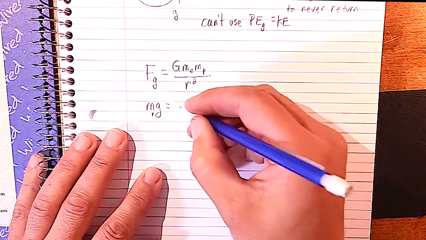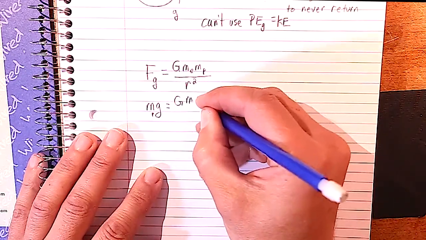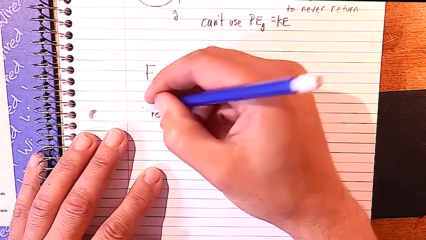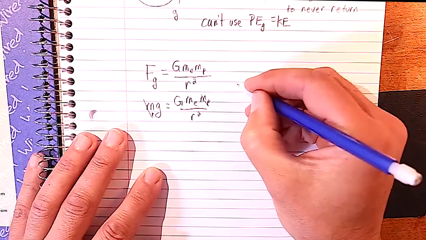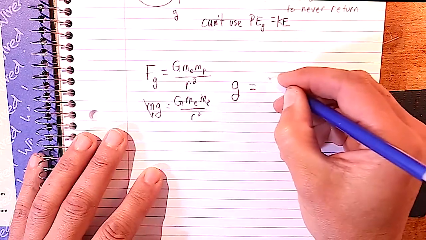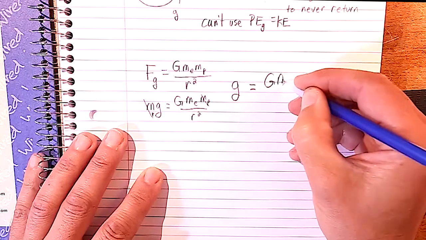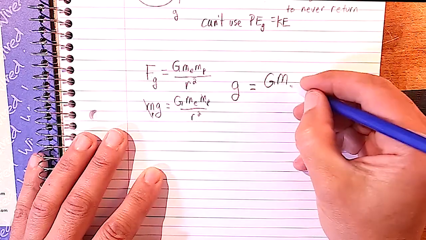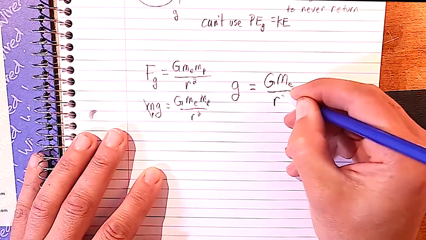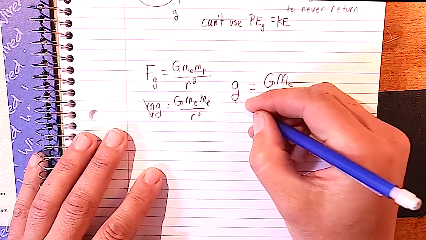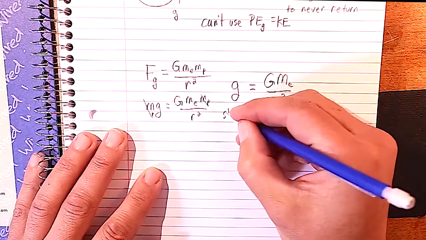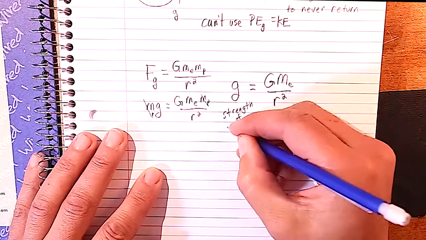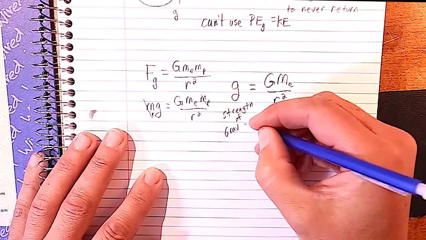Well, we can replace this Fg with mg because that's the force of gravity on the person. So that's going to be g, mass of the Earth, mass of the person, over r squared. And then we have the mass of the person on both sides. That gives us g is equal to G, mass of the Earth, divided by r squared. So what is this? That's the strength of the gravitational field. It's also the acceleration. So we have to think of it in both ways.